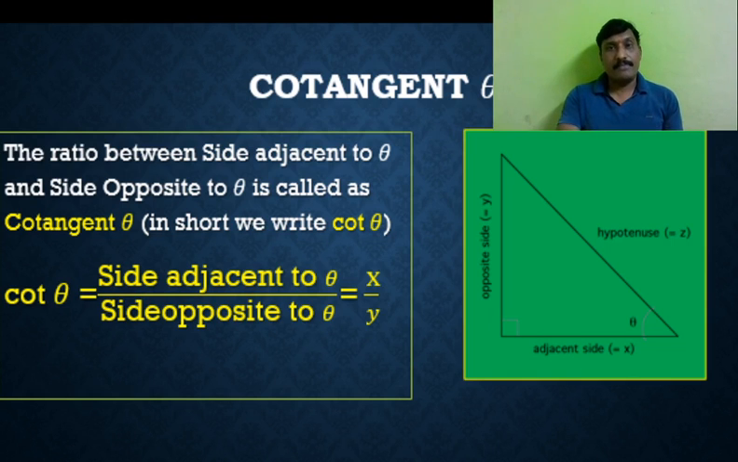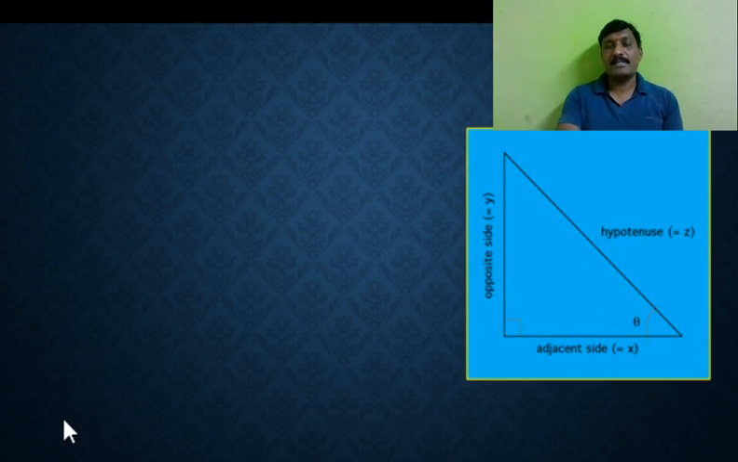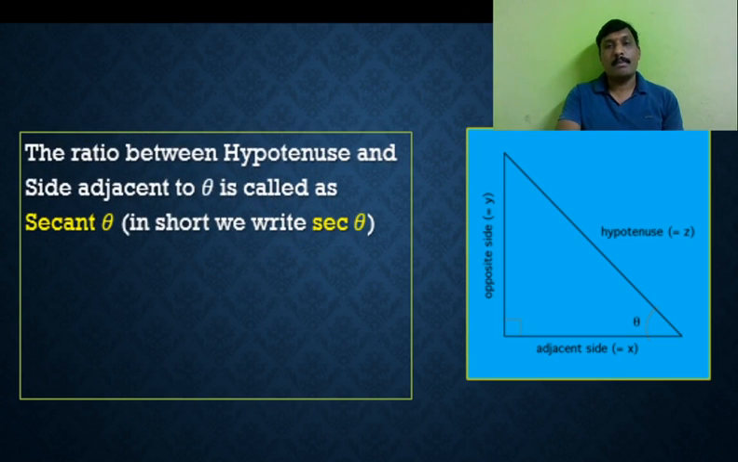Now going to the fifth ratio, this is the reciprocal of cos theta that I am going to take. That is the ratio between the hypotenuse and the side adjacent to theta. The ratio between the hypotenuse and the side adjacent to theta, that is z by x, is called by the name secant theta. We call it secant theta.